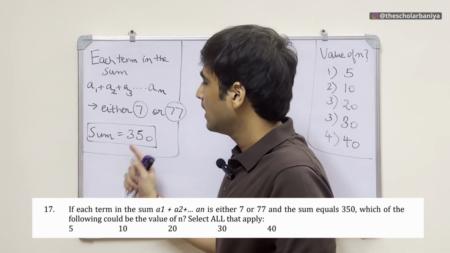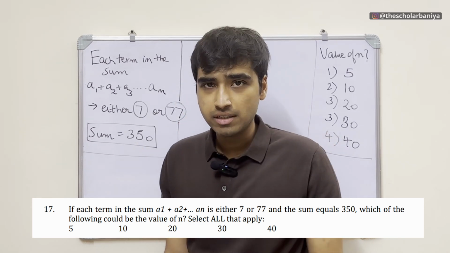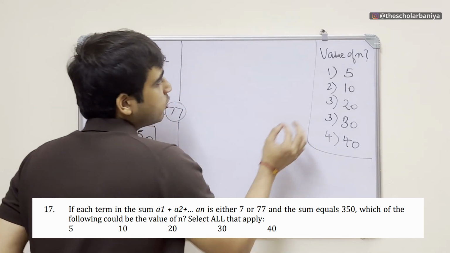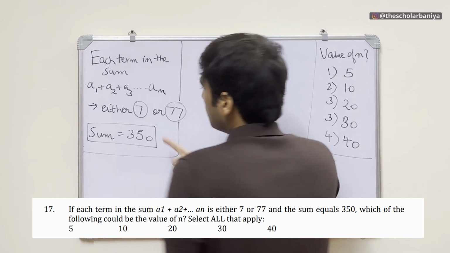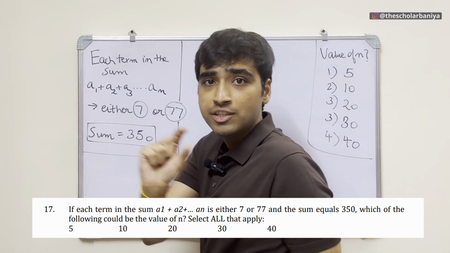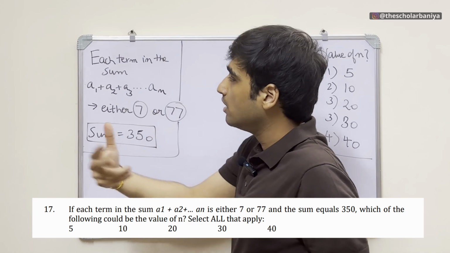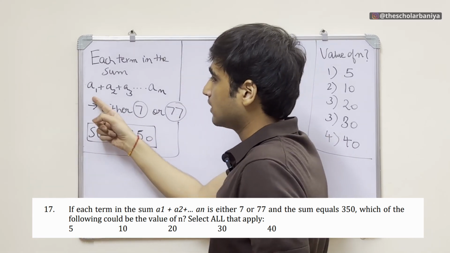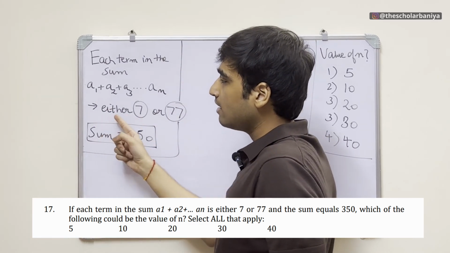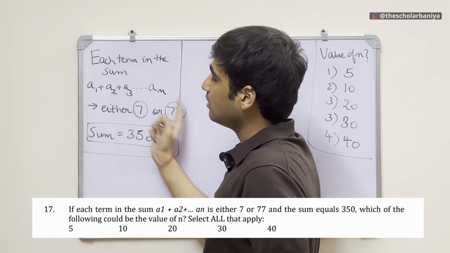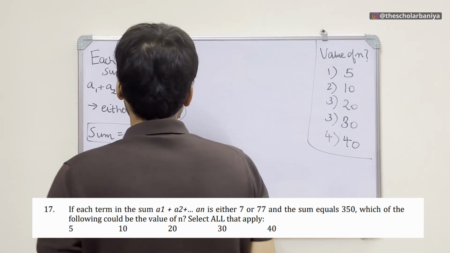And we also know that the sum is equal to 350. The sum is 350, right? So we have to find the value of n. So basically, how many numbers are there? This is one number, this is two, this is three. So similarly, how many numbers are there such that the sum is 350 and each number is either 7 or 77, okay?